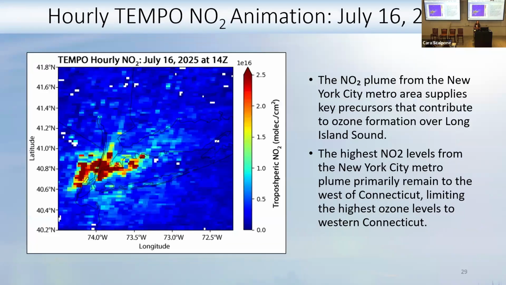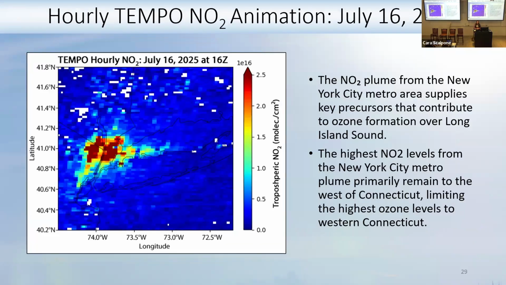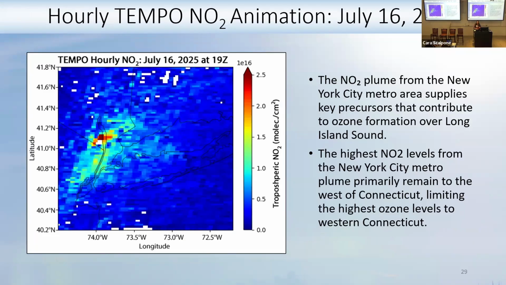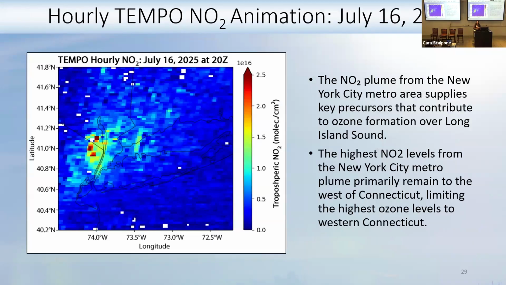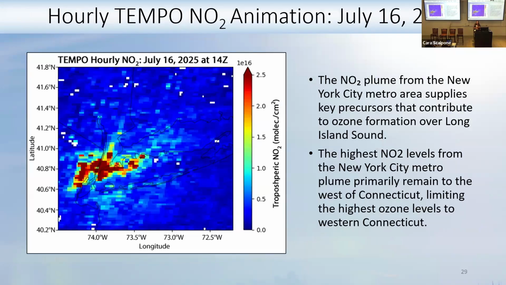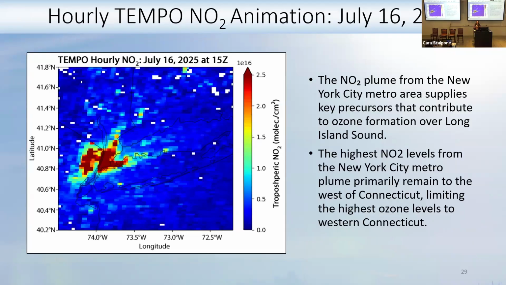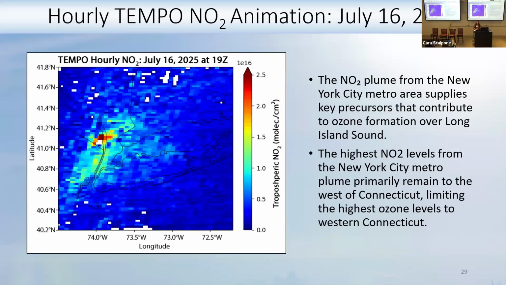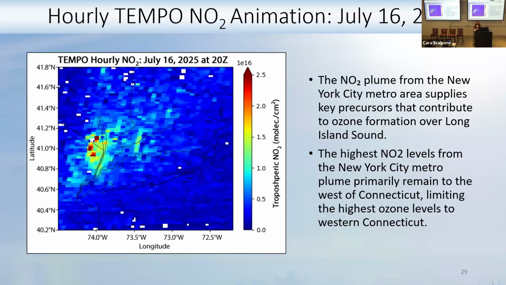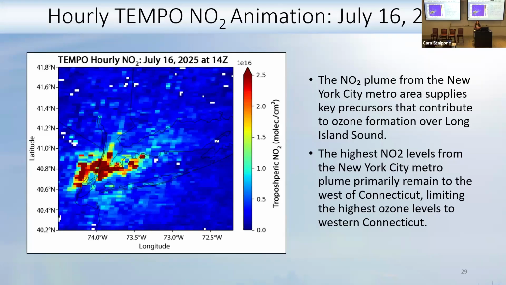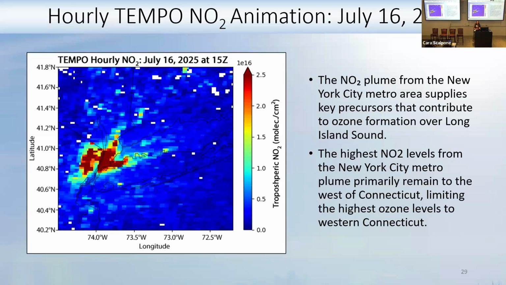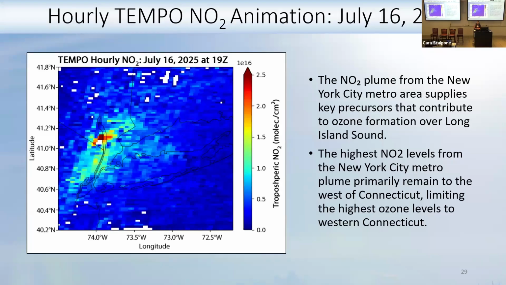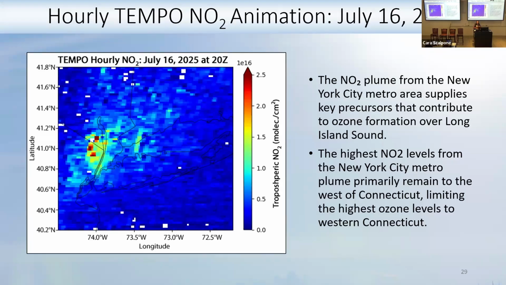And then one really useful application of TEMPO for us is the hourly TEMPO animations. The main point here is that on this day, you can see where the sea breeze circulation impacts the NO2 plume because we see that moving northward. So the highest NO2 levels on this day did remain west of Connecticut, more over the New York lower Hudson River Valley area. But there were some of those high NO2 levels over the areas of Long Island Sound closest to New York City. So that's where that ozone was forming over Long Island Sound before it was pushed northward.